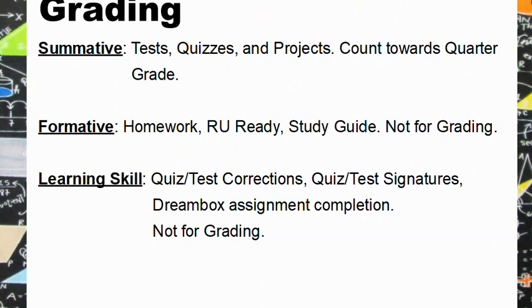If they're exempt from that, we'll just put an X in that column because they didn't score below an 80, therefore they don't need to make corrections or get it signed. But if you still want your student to make corrections and you still want to sign it, then we'll just go back into the gradebook and make sure that we enter that in. Dreambox assignment completion will also be not for grading once we get into Dreambox.